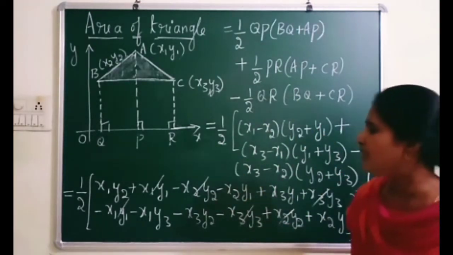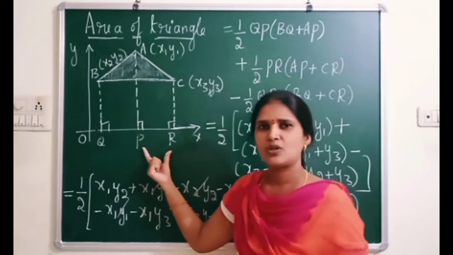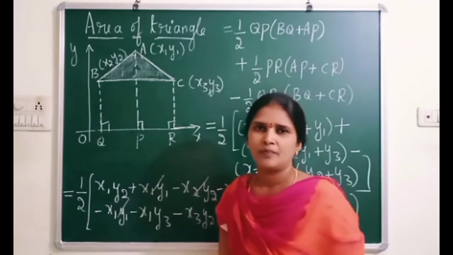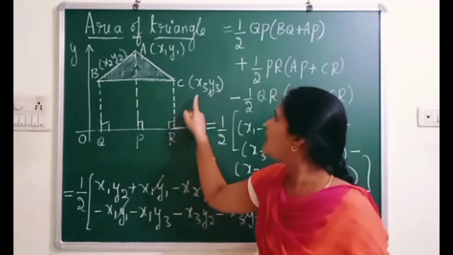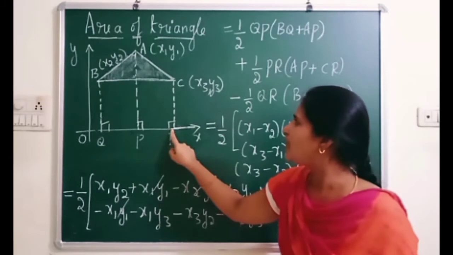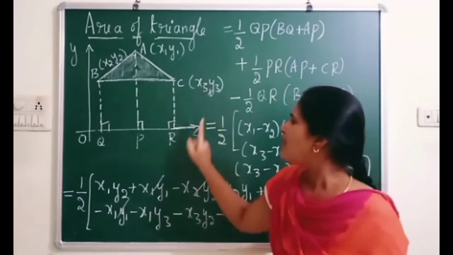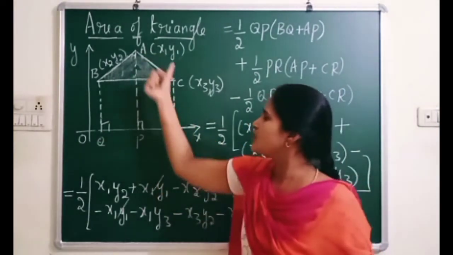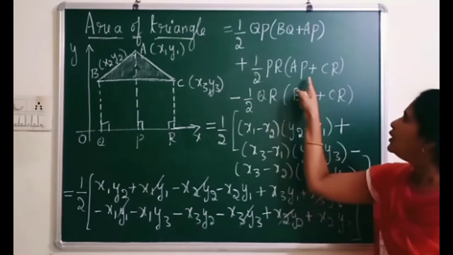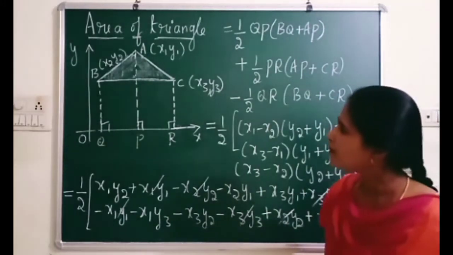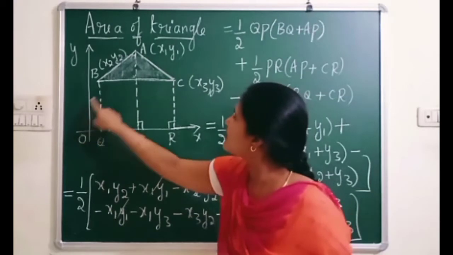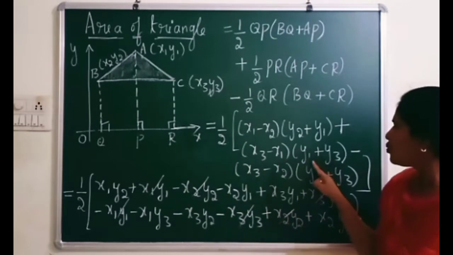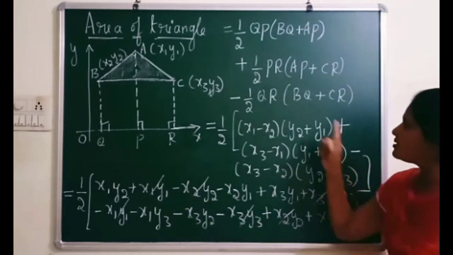And PR, what is PR? Because we don't know the value of PR directly, we can write PR as OR minus OP. So what is OR? OR is nothing but x3 because at point R, the x coordinate is x3, minus, what is this? x3 minus x1. OP is nothing but x1. So x3 minus x1 into AP plus CR. What is AP? AP is parallel to the y-axis, that is y1. CR is parallel to the y-axis, that is y3. That is y1 plus y3 minus QR.